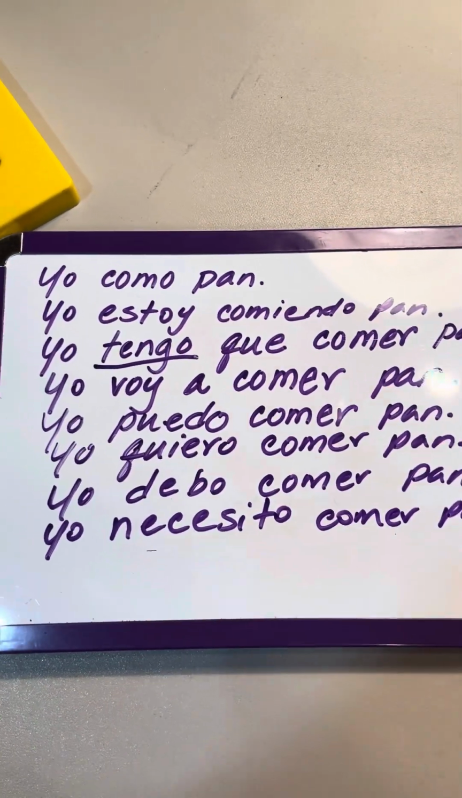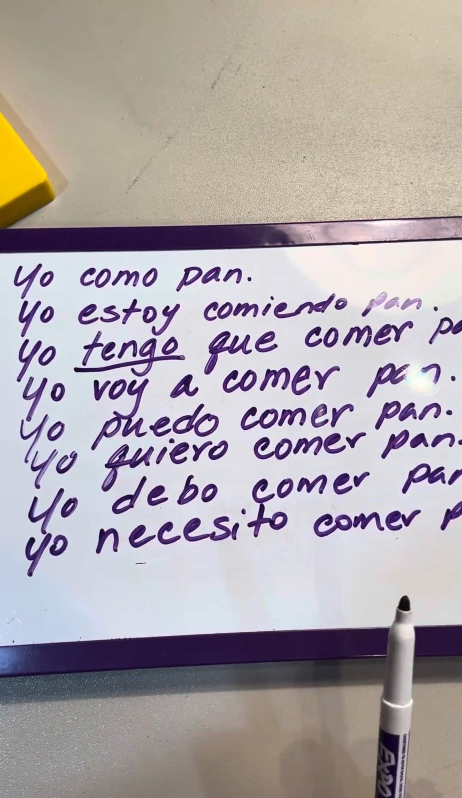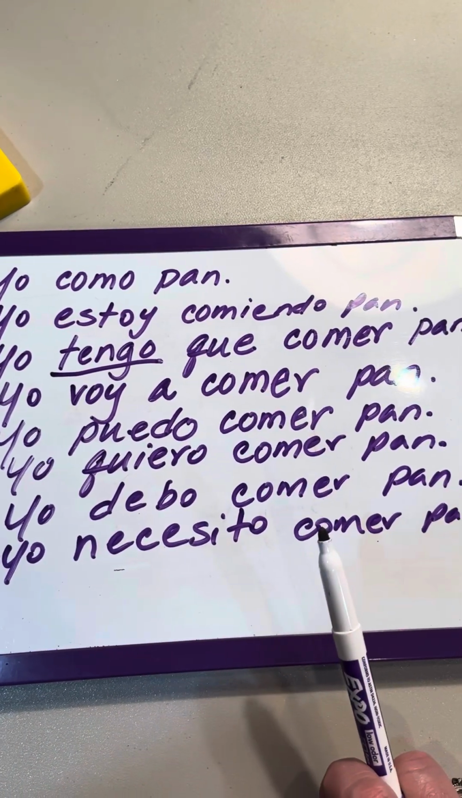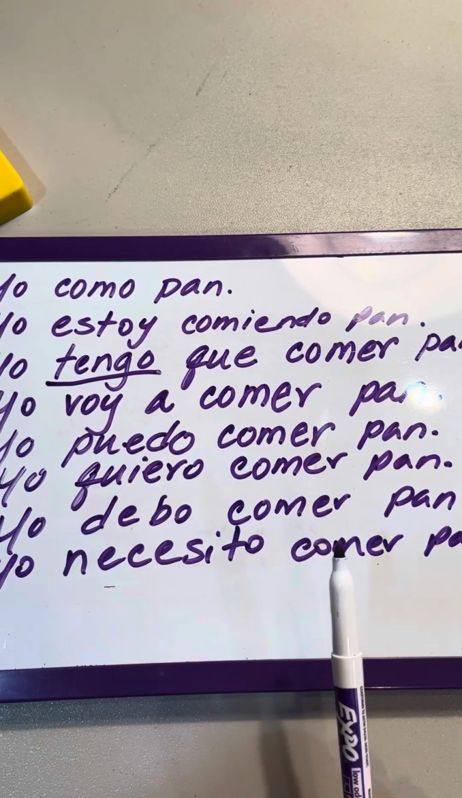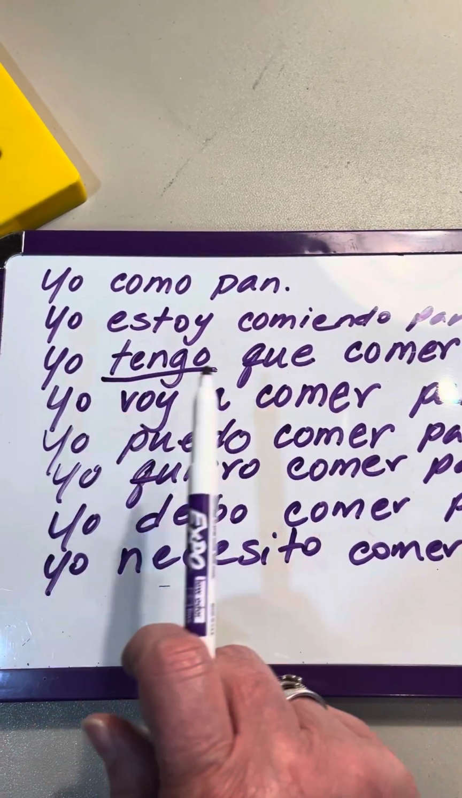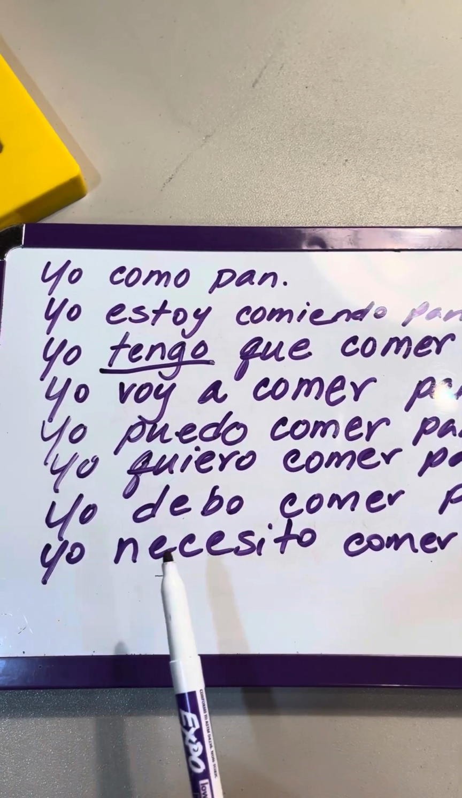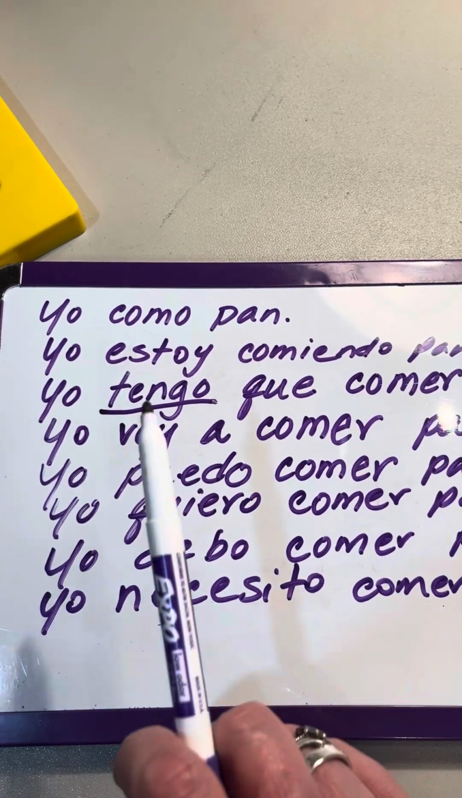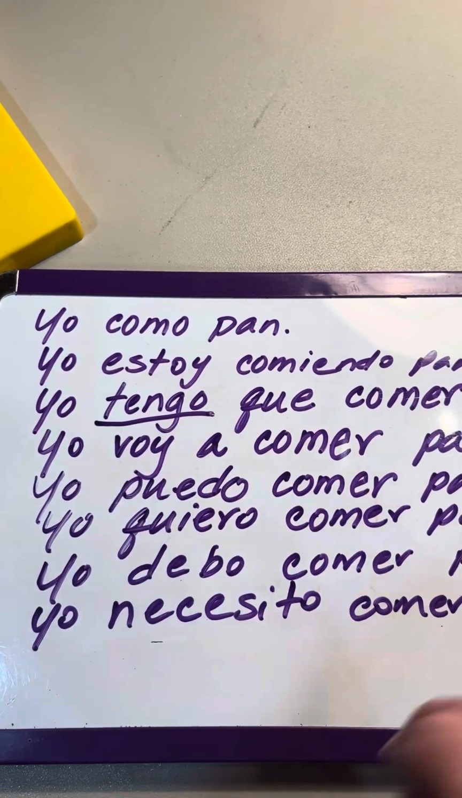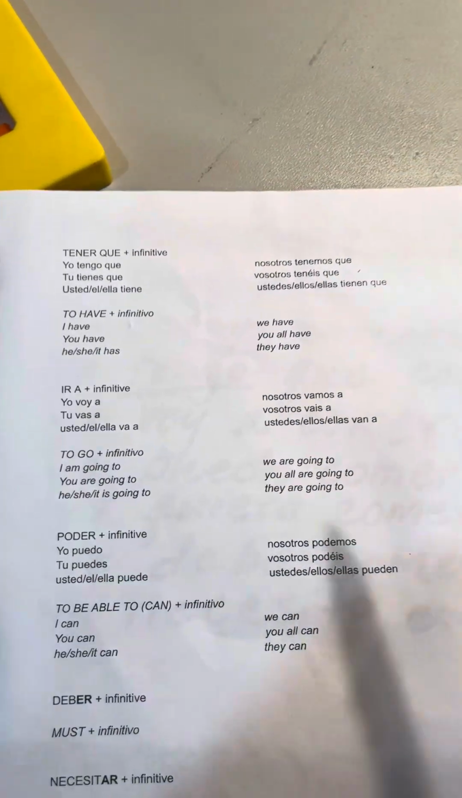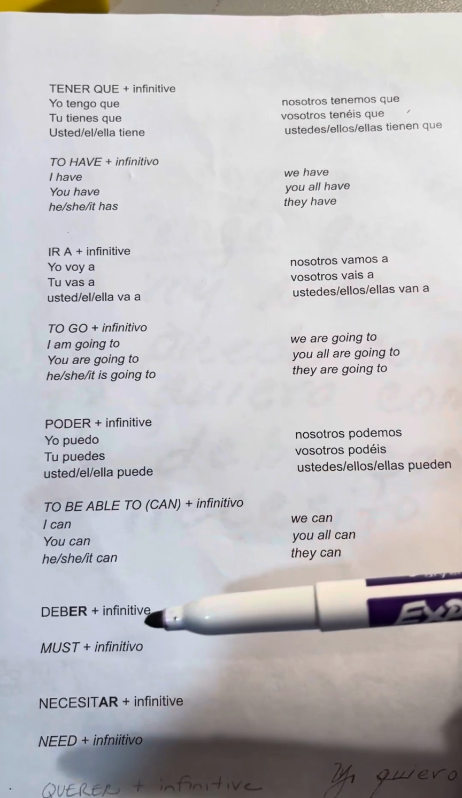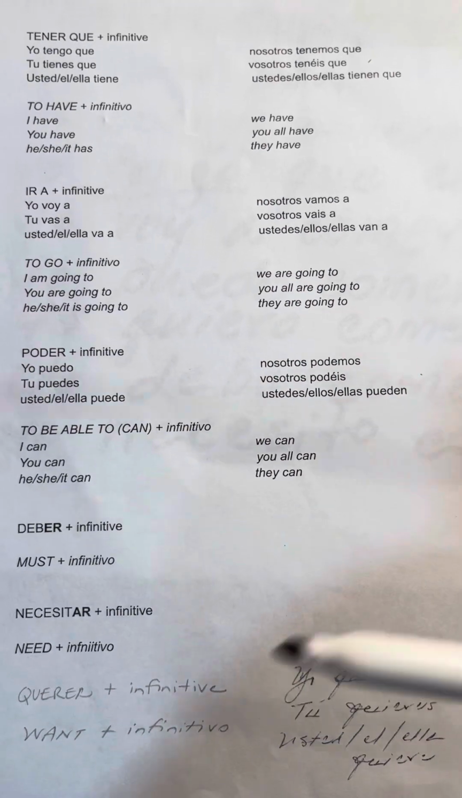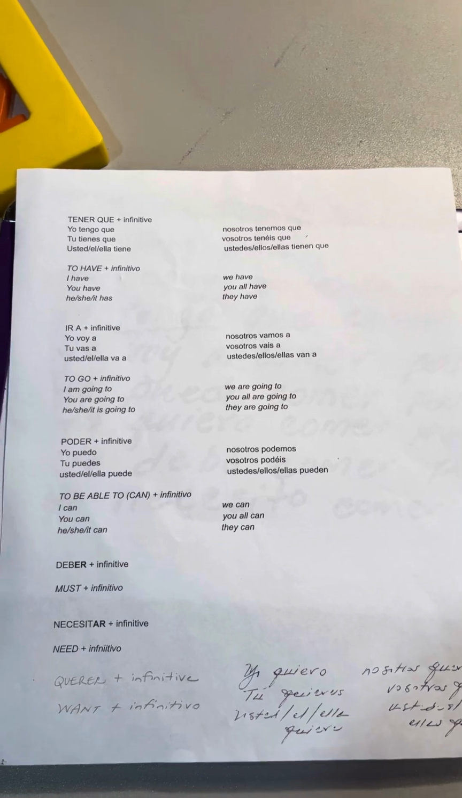Okay, so this gives you a good overview of compound verbs. Your second verb is always in infinitive form. Comer, see, that's always infinitive. It's your first verb that carries the voice and has the conjugation. Tener will go with que, ir will go with a. The rest of them, okay, here we go, tener que, ir a. The rest are simply with the infinitive form. So a lot to take in, but hopefully you'll be able to work with this.